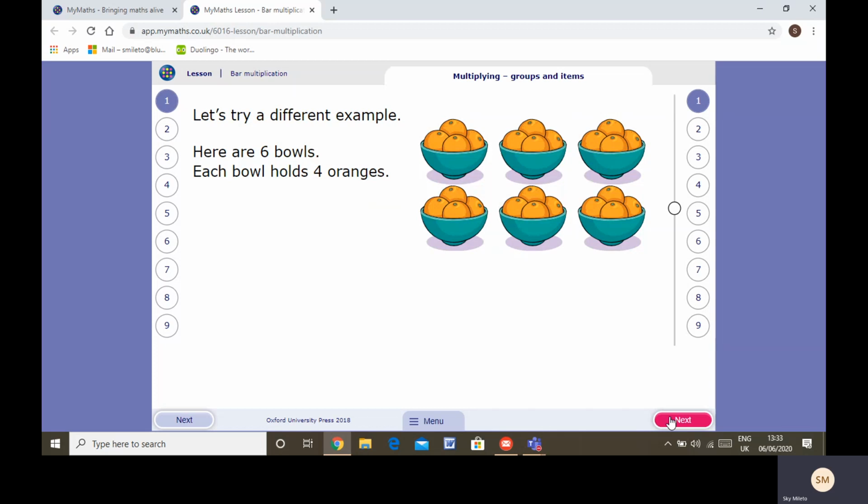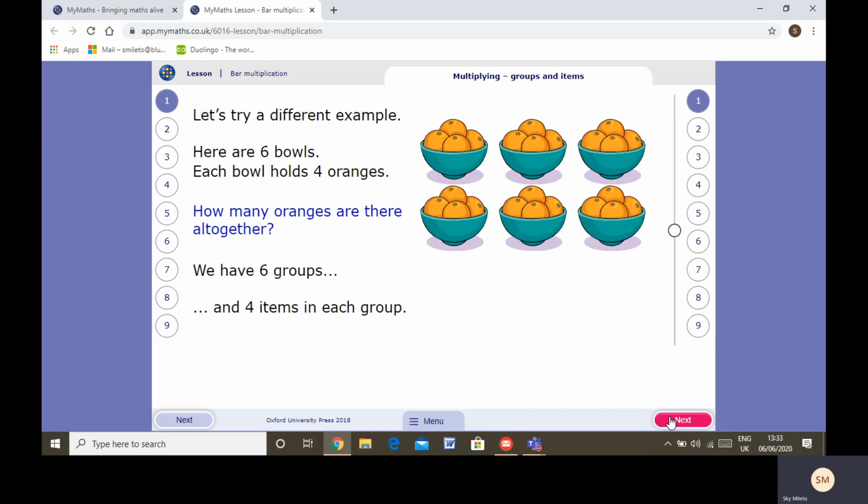So here's another example. Here we have 6 bowls, and in each bowl there are 4 oranges. We could do an addition, which is 4 plus 4 plus 4 plus 4 plus 4 plus 4, but that's a lot of little additions we have to do. Instead, we could do 6 times 4, 6 groups of 4 oranges, and we know 6 times 4, or 4 times 6, is 24.